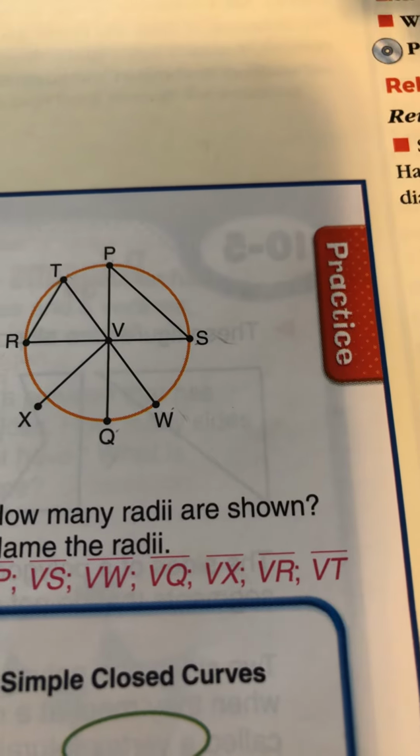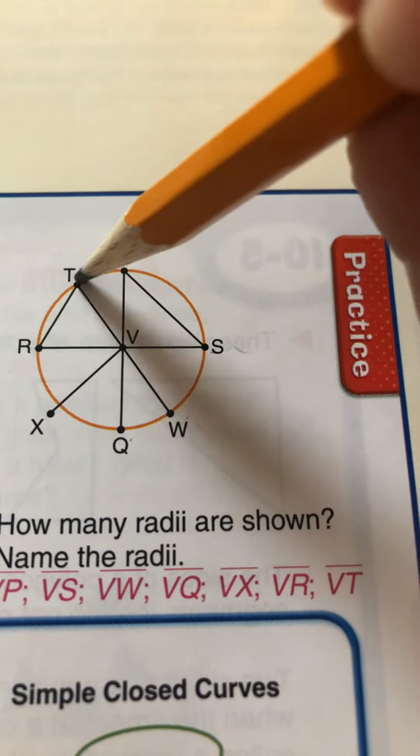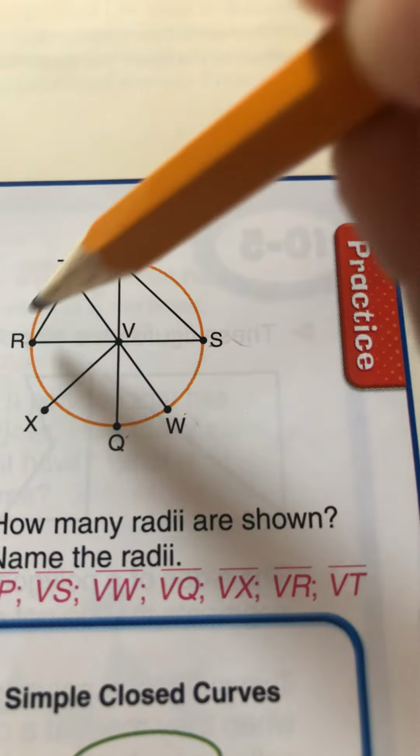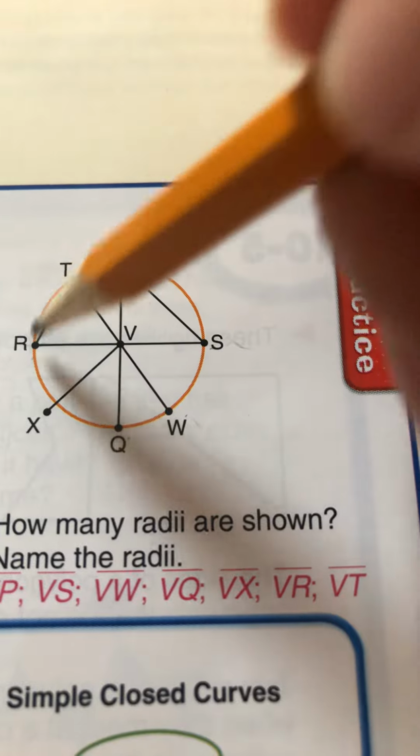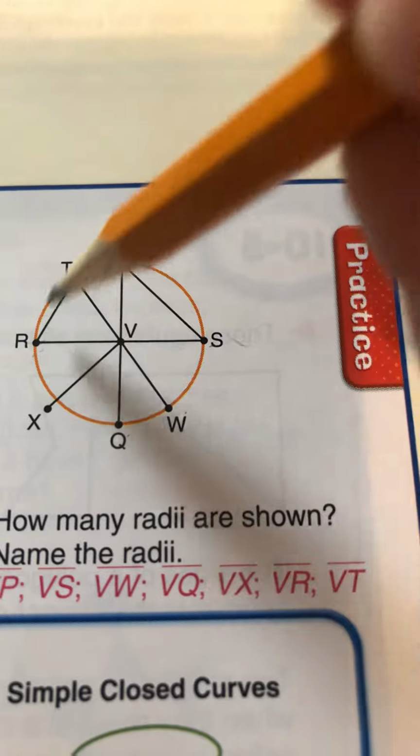Okay. The next question says, is TR a radius? So here is T and here is R. Is this a radius? No, it is not, because it does not touch the center point. This is just a chord.